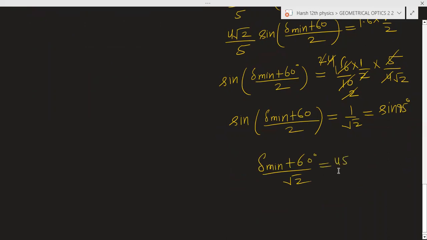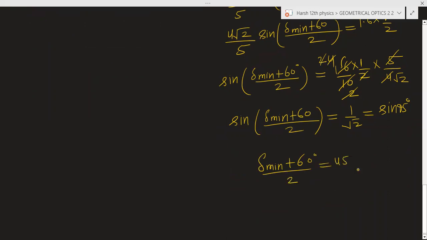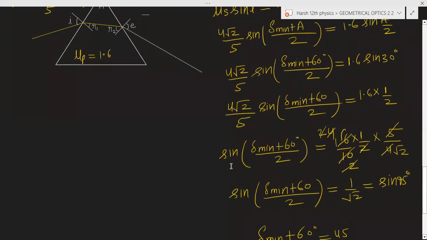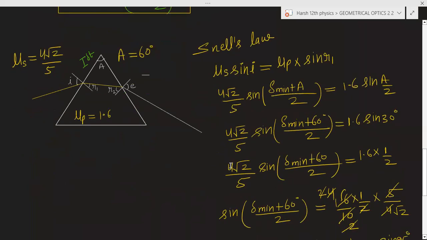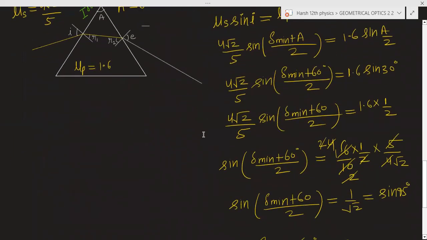Delta minimum plus 60 divided by 2, not root 2, is equal to 45 degrees. So delta minimum is equal to 45 multiplied by 2 is 90, minus 60. Your answer will be 30 degrees, I think. Check the answer. It is 30 degrees. So this is the proper way to calculate the answer.